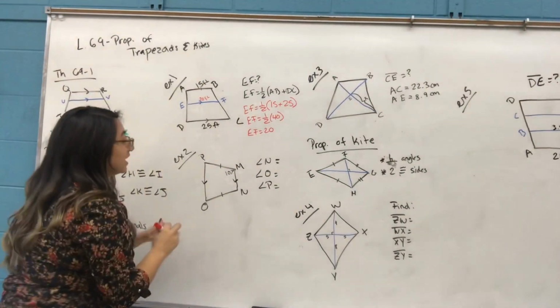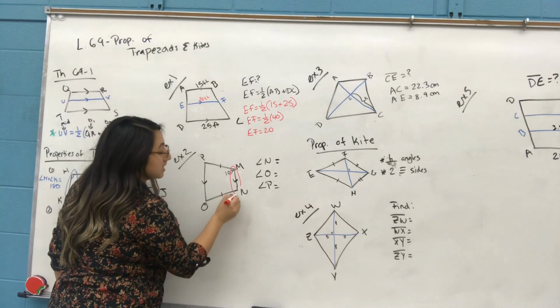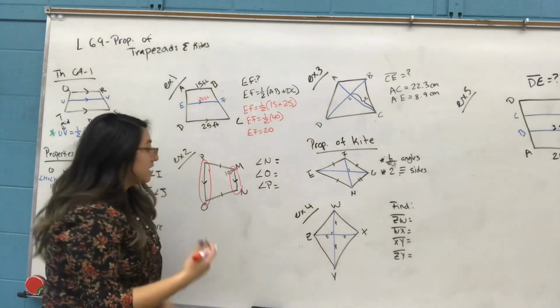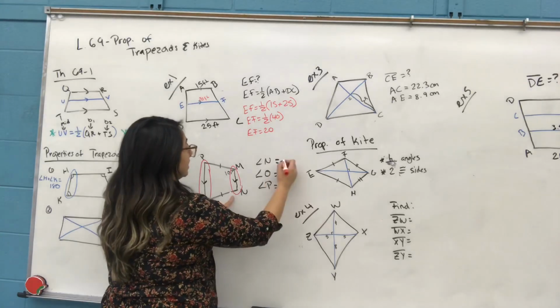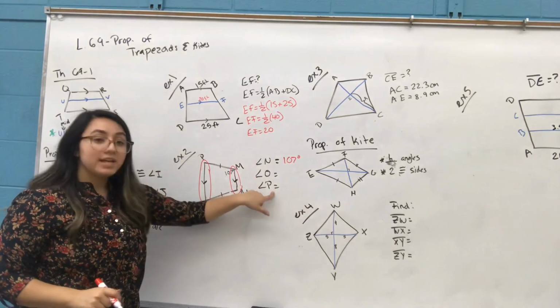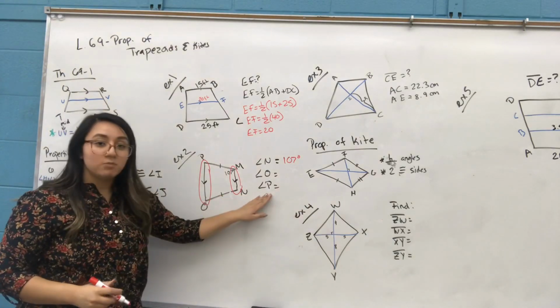All right, so now this is considered the top. So these two are congruent, these two are congruent. Here it says to find all the angles. I already have what angle M is, or N. That is 107 degrees. Now we have to find what O and what P is. If we find one of them, we can find the other one.